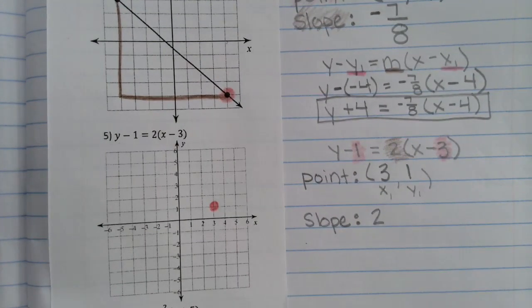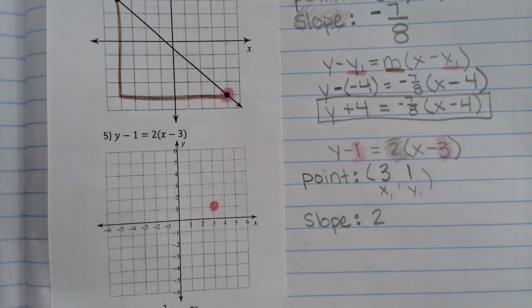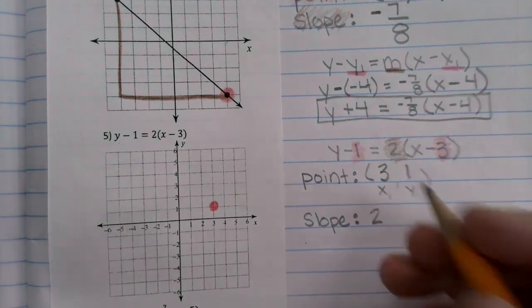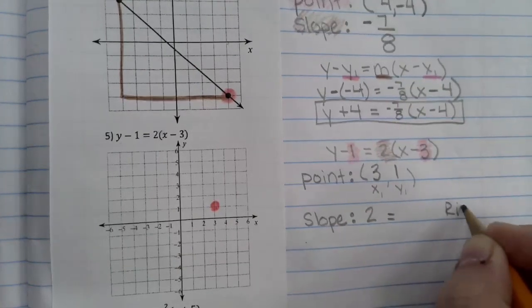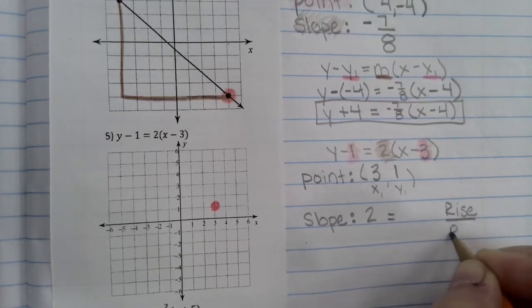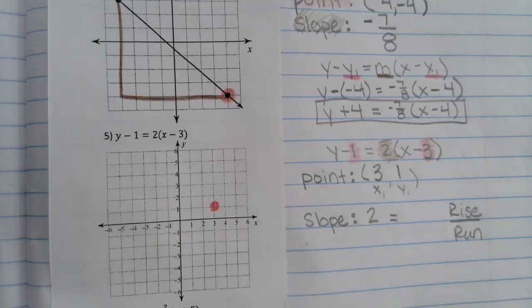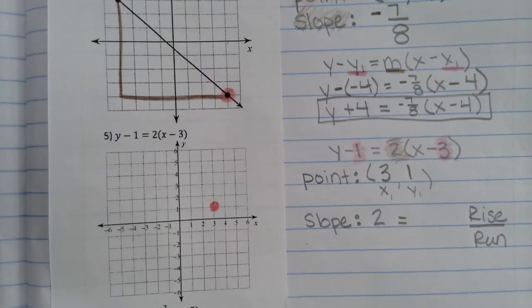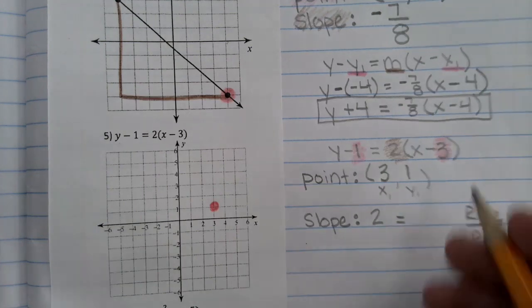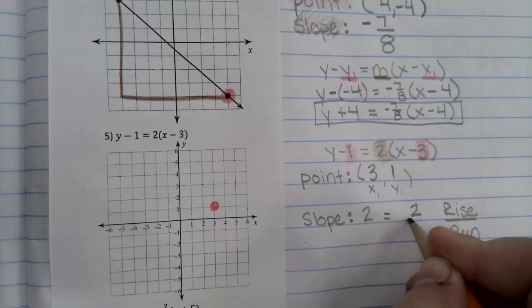Now for the next point, we have to use our slope. Remember, slope tells us how to move from one point to the next point. It's 2, but I need to think about that 2 as a rise over run. A lot of you knew this last time we did a whole number. When we see 2, we put a 1 underneath it. 2 over 1.